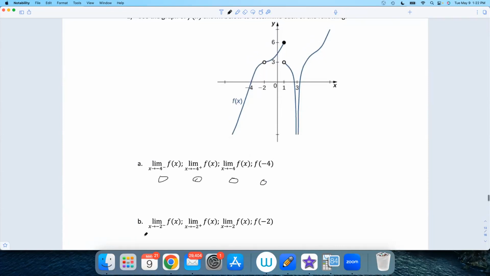Okay, next, we're looking at -2. So I'm only looking right around here, like in this little region right there. As we approach -2 from the left, so I'm on this little chunk of the graph, just to the left of -2, what are my y values getting closer to? 3.